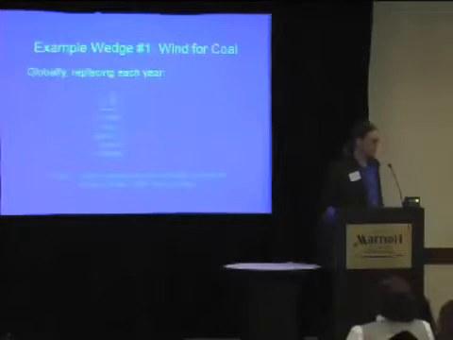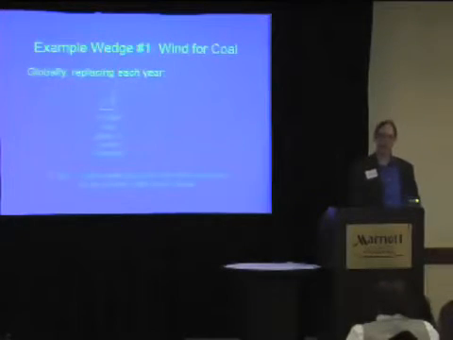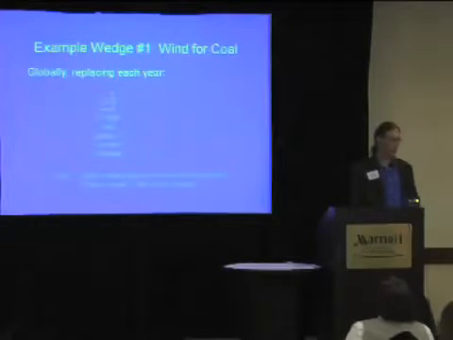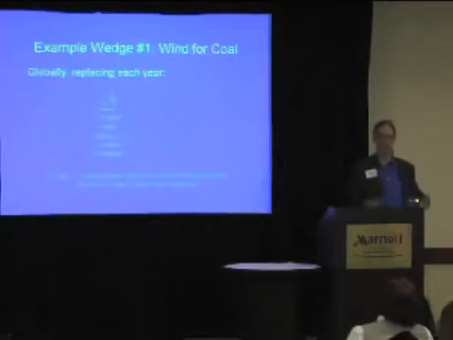So I'm going to give 2 examples. What does a wedge of wind substituting for coal electricity look like globally? And there's 2 ways to picture this. One is how much needs to be substituted each year, again assuming kind of a linear increase, and then what the overall 50-year horizon looks like.